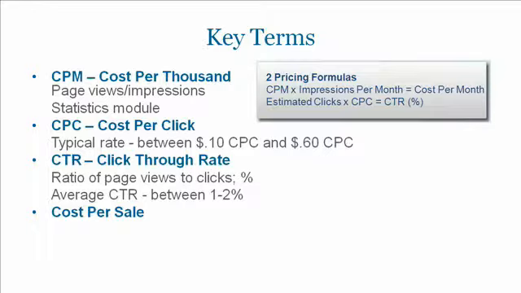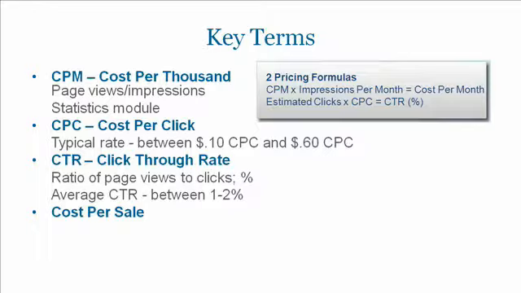Cost per click, or CPC, is the number of visitors who click on the banner ad linking to the advertiser's website. Our system makes it easy to track this so you can provide that information to your advertisers, and a typical CPC rate is between 10 and 60 cents per click. So let's say you get 30 cents per click with your advertiser.